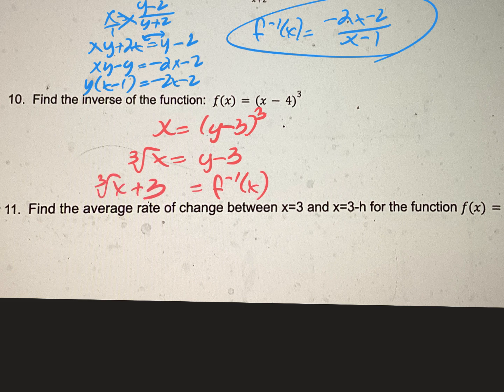And again, the reason I didn't do plus or minus in front of that radical is because it was an odd root. Okay, cube root, you don't need the plus or minus. Square root, you do. Fourth root, you do. All right, here we go.